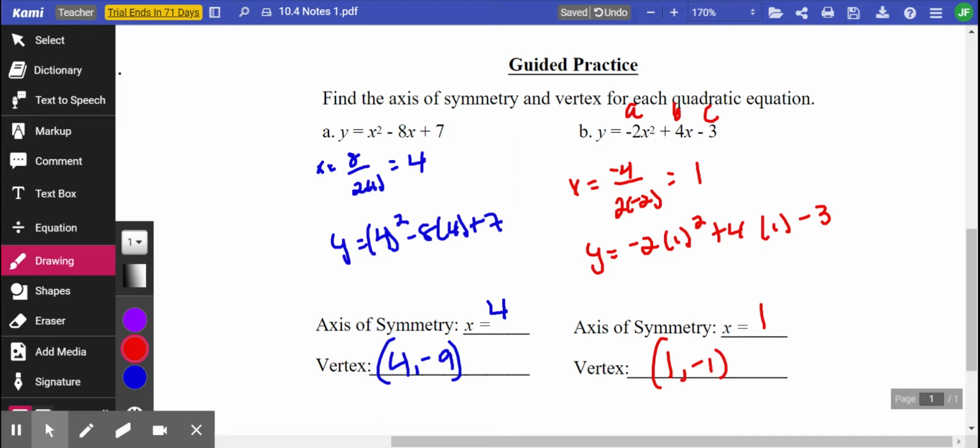But for the first one, your axis of symmetry is x equals 4, and your vertex is the point 4, negative 9. For the second one, your axis of symmetry is 1, and your vertex is at the point 1, negative 1. If you have any questions, let us know. Like I said, these are the first 2 steps to being able to graph when this is in standard form. The next video will actually help you graph them.